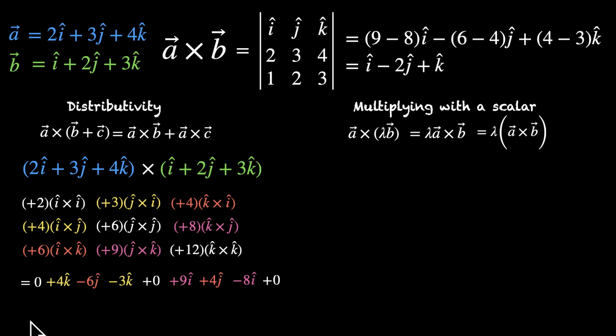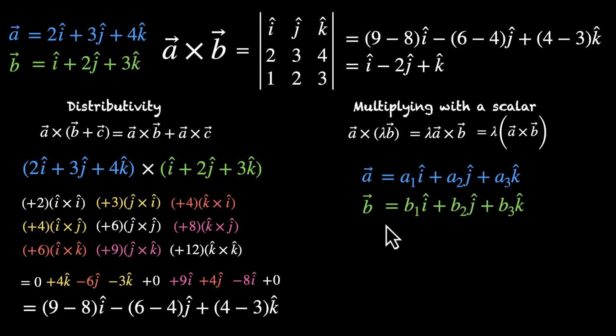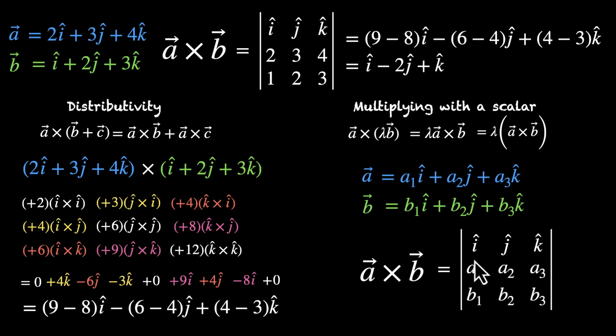So if you sum all of them, you will get 9 minus 8 i cap, minus 6 minus 4 j cap, plus 4 minus 3 k cap. So you got the exact same result. Now we can write this in determinant form, and this is how we prove that this works. In general, if you have two vectors A vector and B vector, and they are A1 i cap plus A2 j cap plus A3 k cap, and B1 i cap plus B2 j cap plus B3 k cap, their cross product can be written as this: determinant of i, j, k, A1, A2, A3, B1, B2, B3.